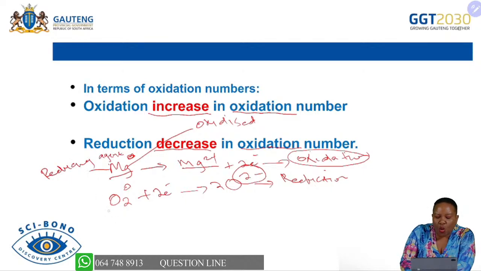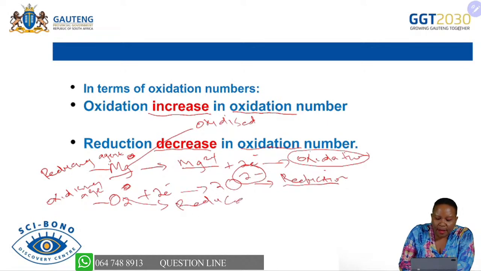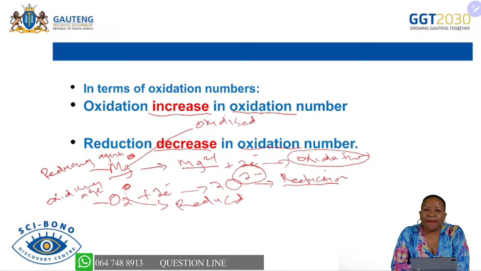Now, what happens to oxygen? Oxygen oxidation number decreased. So oxygen is going to be our oxidizing agent, first of all, because it will undergo reduction. And oxygen will be what? Will be reduced. Why? Because its oxidation number decreased from 0 to 2 minus. Therefore, it means it is an oxidizing agent and it is being reduced.